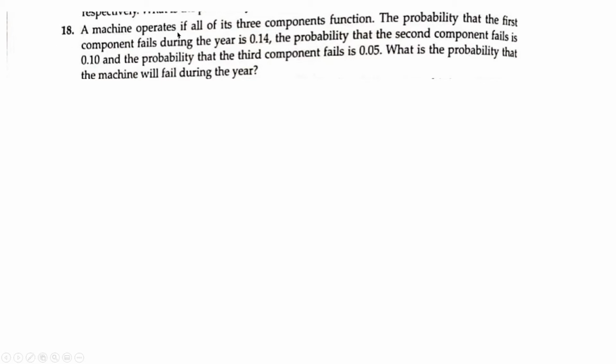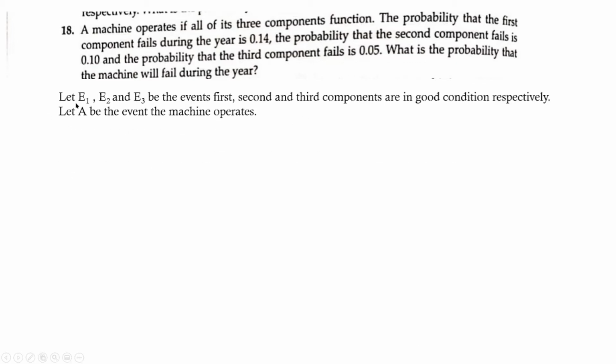Next question. A machine operates if all of its 3 components function. The probability that the first component fails during the year is 0.14, probability that the second component fails is 0.1 and probability that the third component fails is 0.05. What is the probability that the machine will fail during the year? So here it is given, the machine operates only if all these 3 components work. So we need to find what is the probability that the machine will fail. We are given probability of first component fail, second component fail and third component fails as 0.14, 0.1 and 0.05.